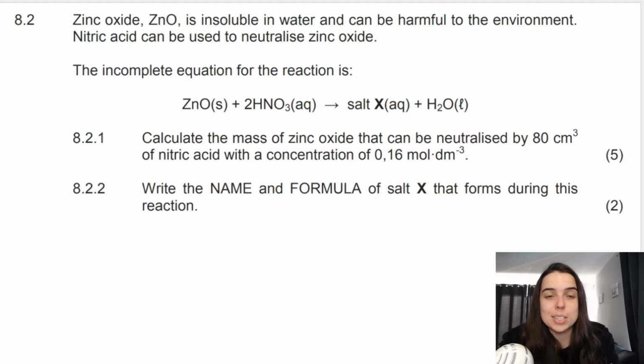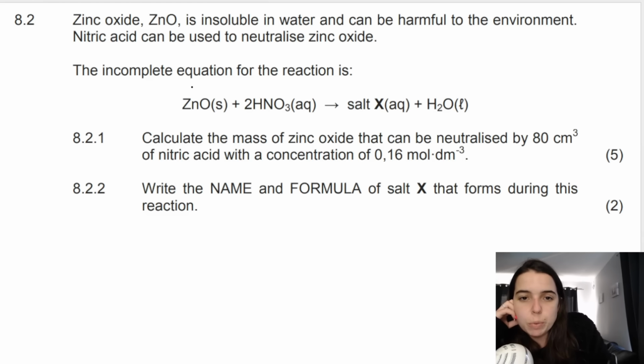8.2 is the last part of this question. It says zinc oxide is insoluble in water, so it doesn't dissolve in water, can be harmful to the environment. Nitric acid, however, can neutralize zinc oxide. So remember, neutralize means it completely reacts with, in this case, and it says calculate the mass of zinc oxide. So we want to know the mass over here that can be neutralized by 80 cubic centimeters of nitric acid.